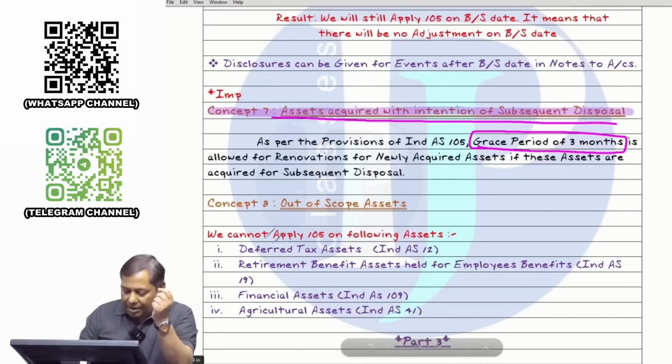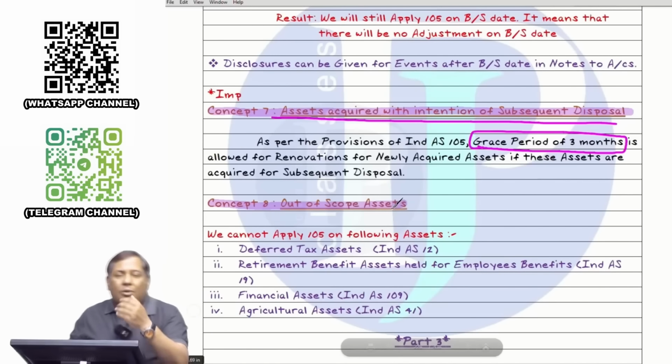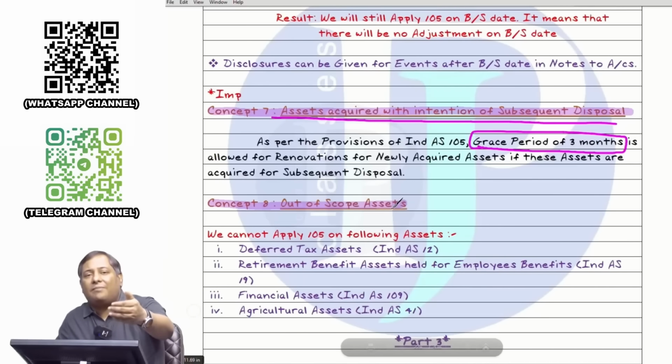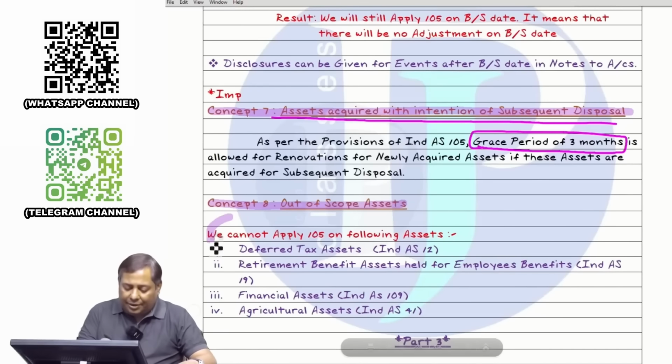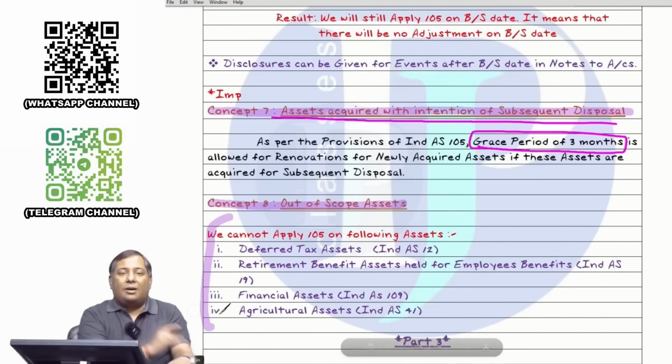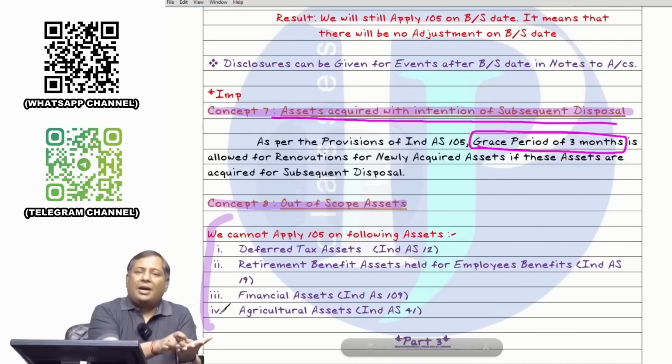Then I taught you concept number 8, out of scope. What does out of scope mean? There is a list of assets which are not included in 105. So students, you all have to remember this. Did you understand my point? What is a scope? What is out of scope? What is the definition? You have to learn all of this, okay students?